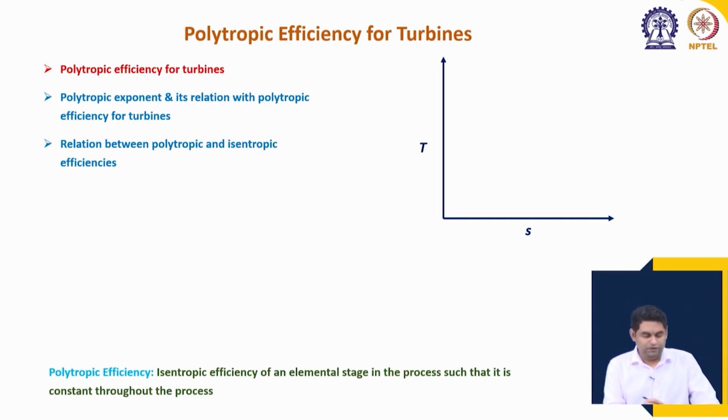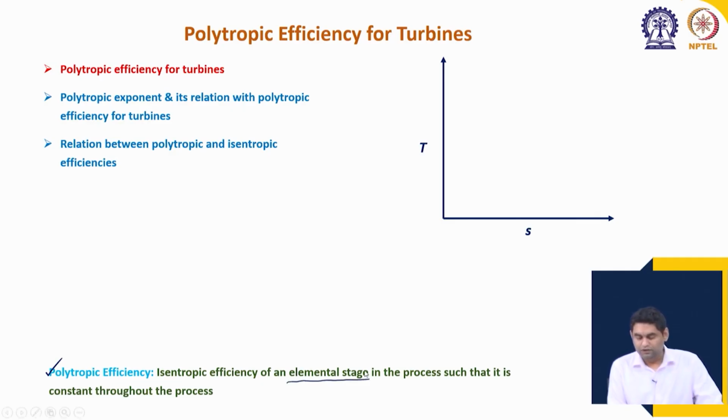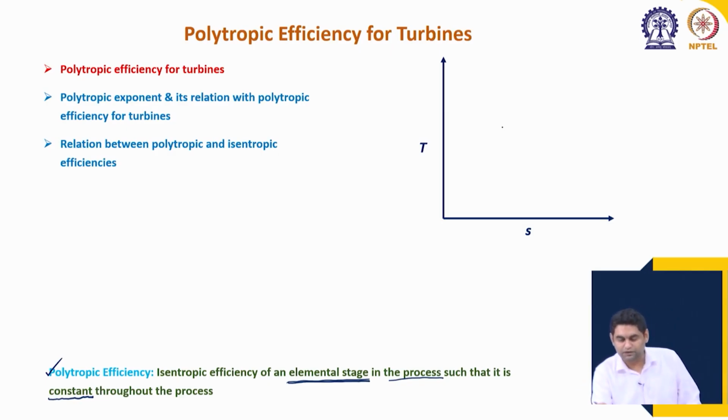So, remember the definition of polytropic efficiency. We had defined it as the isentropic efficiency of an elemental stage within the process such that it is constant throughout the process. So, this constant is important, and this elemental stage also is important. Even for a turbine that is true, but the way it has to be defined mathematically is different.